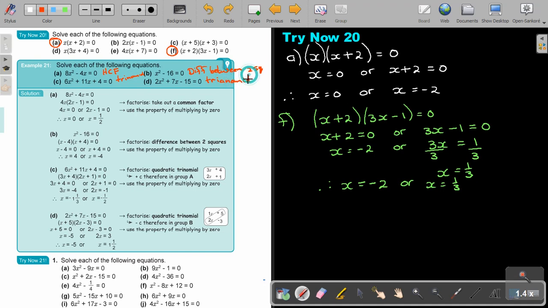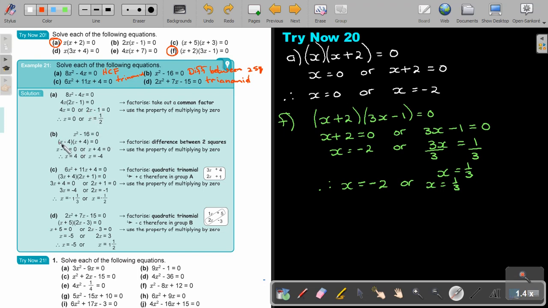So first, factorize. If you cannot remember factorize, go back to the videos of chapter 3 and first do revision of factorization. So take out a common factor, that's what I did there. And then this is equal to 0, and this is also equal to 0. I divide 4, so x is 0, or x is a half.